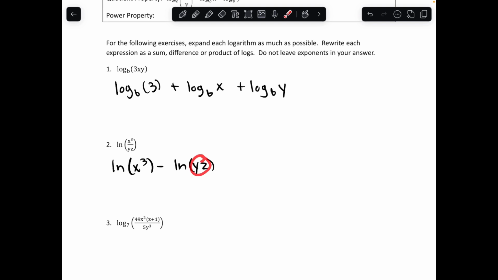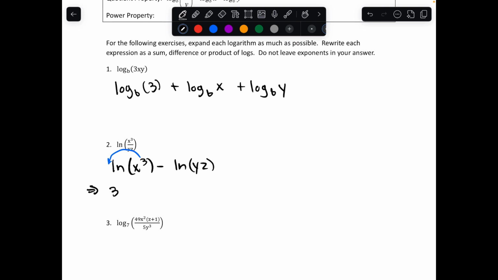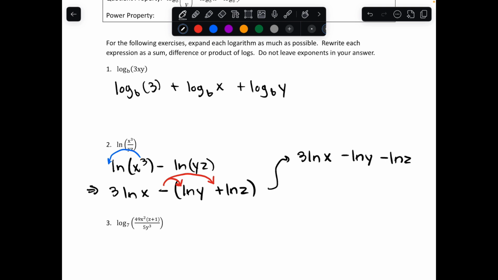I also see that this is a y times z, so this is a product, and we can separate that as well. So this 3 is going to go down in front, and this is going to become 3 times natural log of x, and then minus, however, we have to be careful here, put parentheses around this. We'll have natural log of y plus natural log of z. This negative sign is then going to distribute to each piece in here, and so we'll get a final answer of 3 times natural log x minus natural log y minus natural log z.